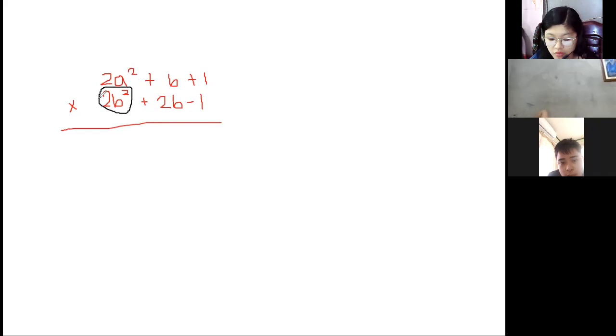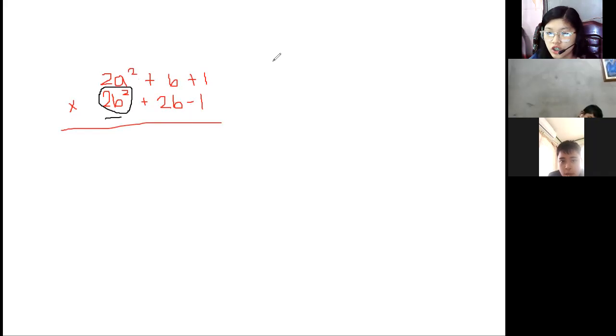I-multiply natin siya dun sa, kung sa number, di ba nag-multiply tayo, dito mag-start. Pero dito, sa conventional method, mauuna tayo dito sa left. Tapos, left, hanggang mapunta sa right.